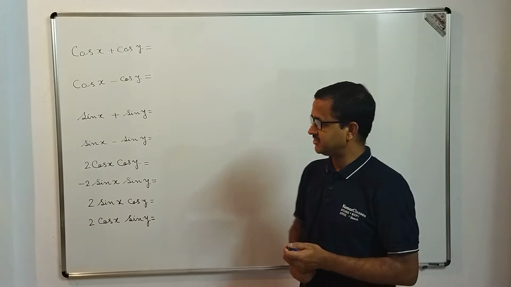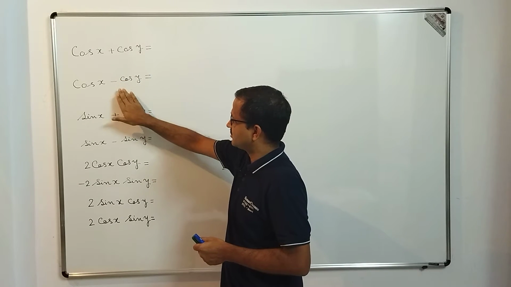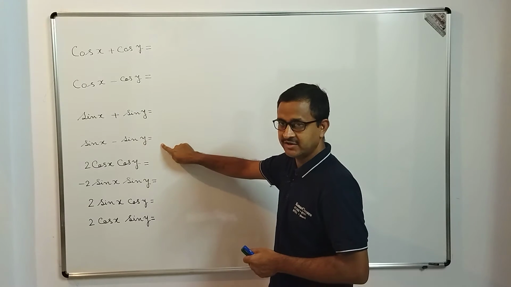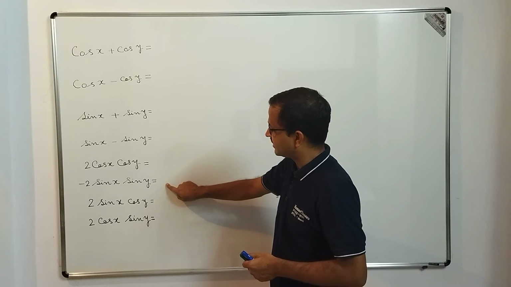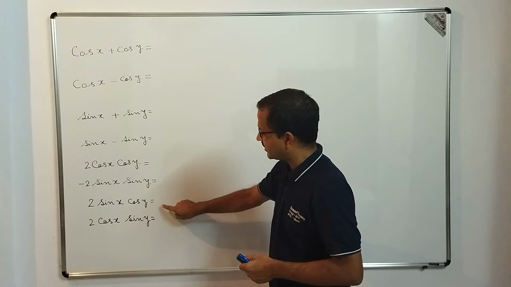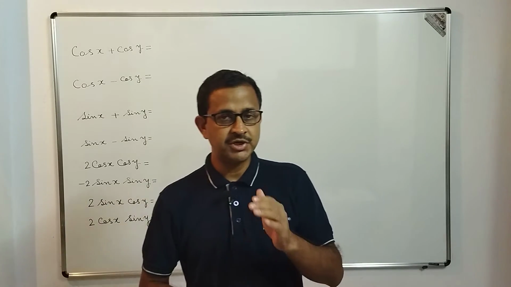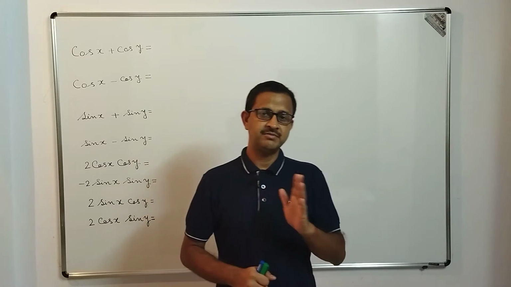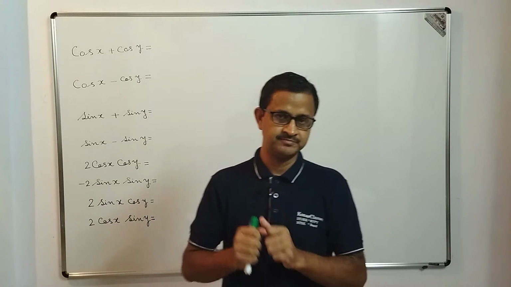आज हम डिस्कस करने जा रहे हैं कि the formula for cos x plus cos y, cos x minus cos y, sin x plus sin y, sin x minus sin y, 2 cos x cos y, 2 sin x sin y, 2 sin x cos y and 2 cos x sin y. This is in continuation of our previous session. So if you have not looked into the previous session, please have a look into it and then let us proceed with this one. Okay.